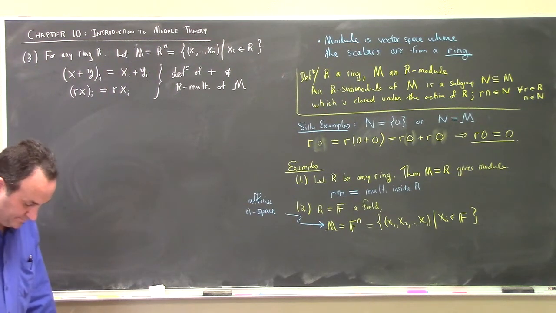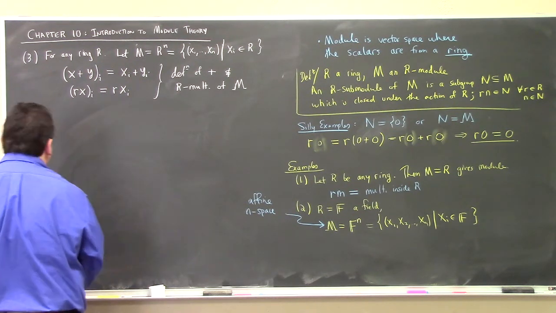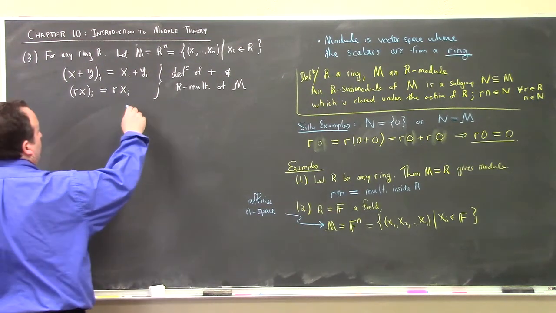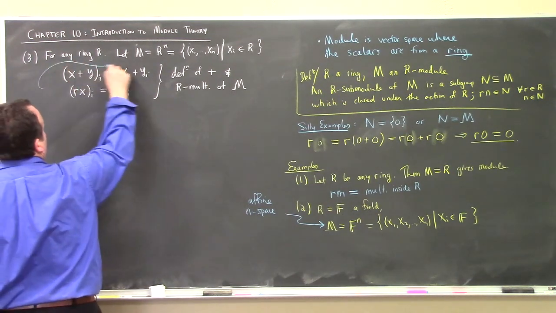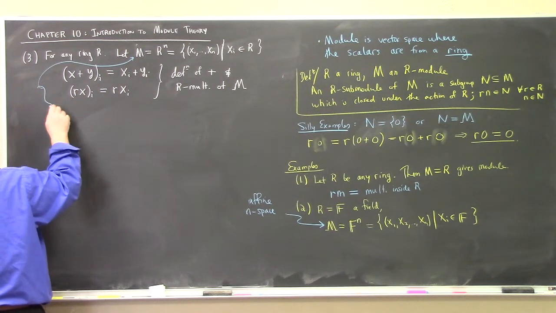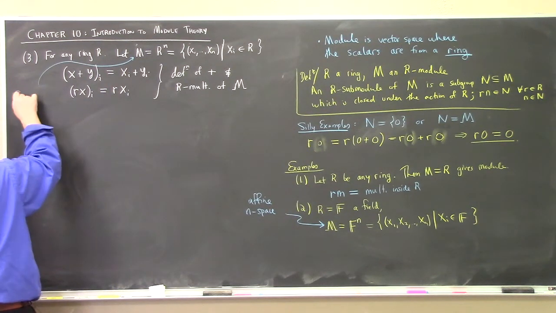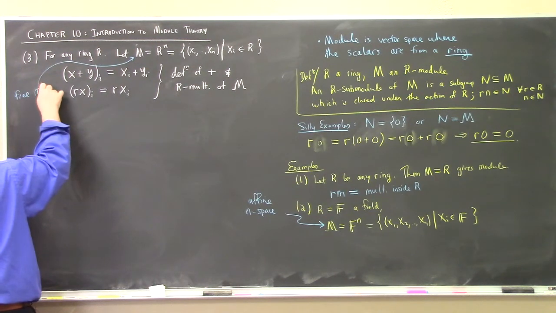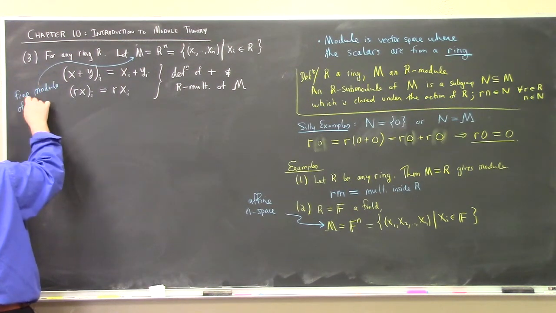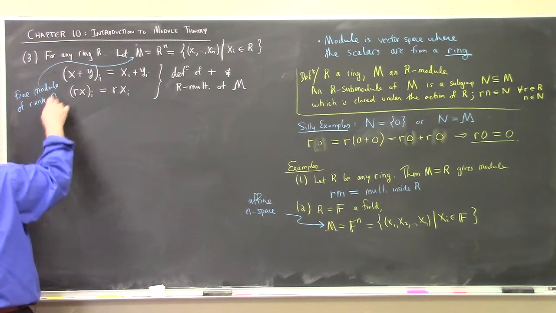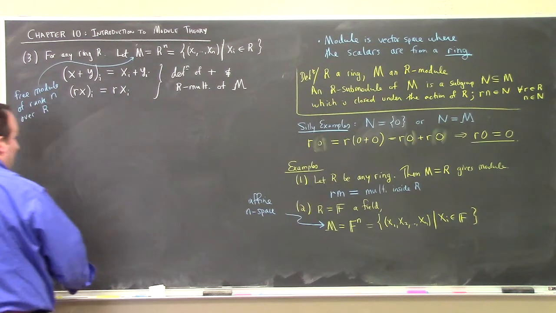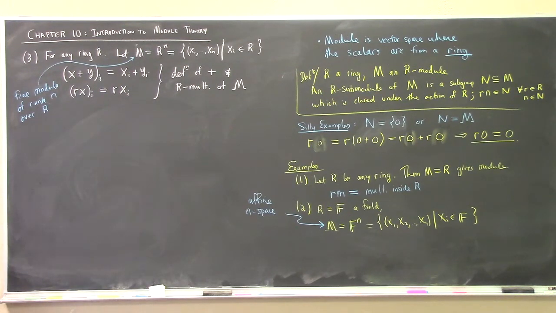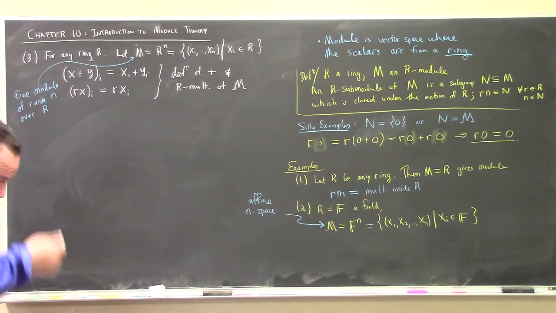This guy right here has a name. It is known as the free module of rank n over R. It's a free module because you're looking at n-tuples over the ring. There's no conditions on it at all. They're completely free. Okay. All right.